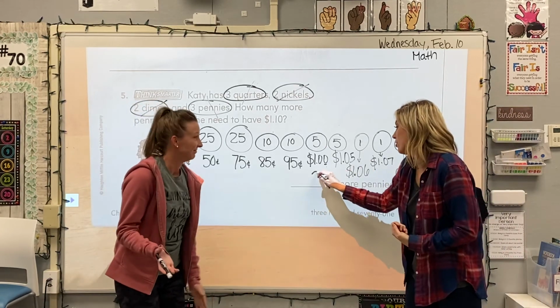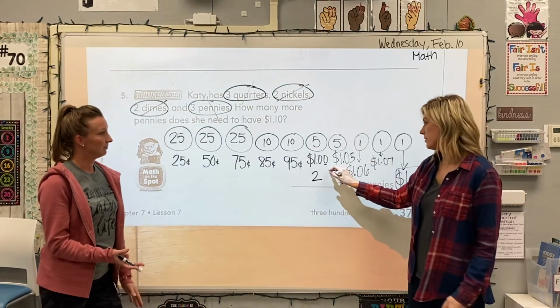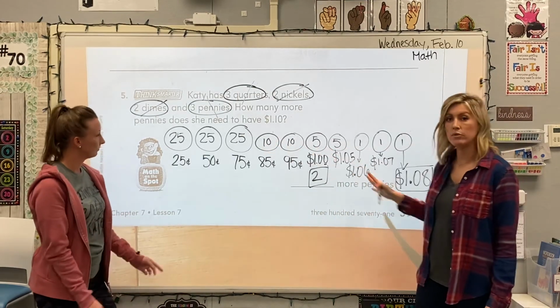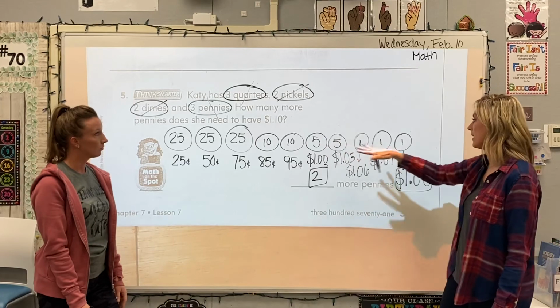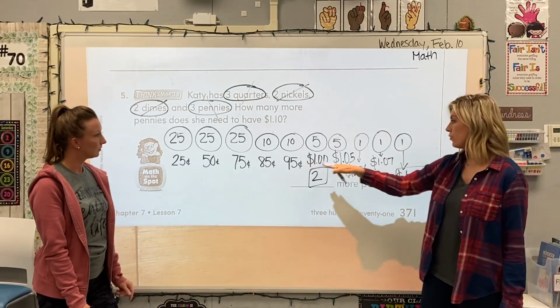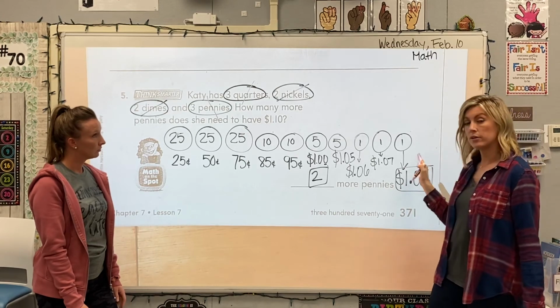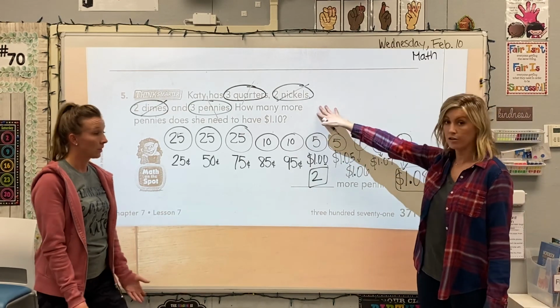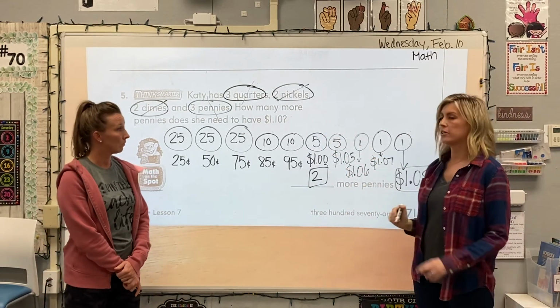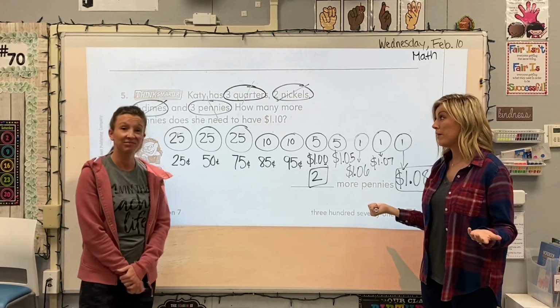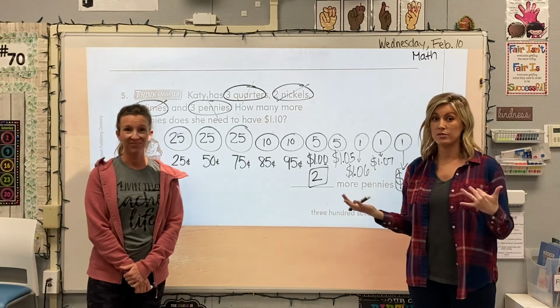So we don't just want you to turn this in with a 2 here. You have to show everything that we showed. You have to show all of the money represented in pictures, show that you counted on underneath of them, show a nice box around $1.08. That's how much Katie started with. And then it's easy to figure out that she needed 2 more pennies. So that's it. That's the hardest problem on the page. You should be able to do the rest of this pretty easily on your own.